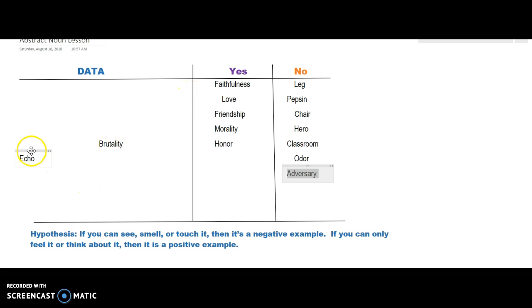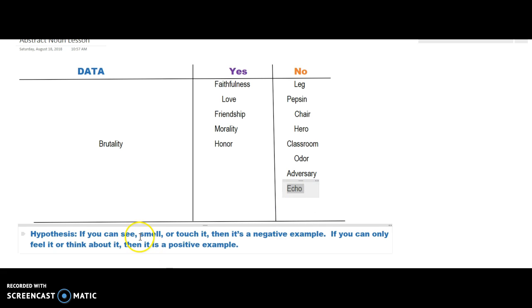What about echo? Well, I can't see it. I can't smell it, and I can't touch it. So it's not a negative example according to the hypothesis. But I can do more than think about or feel about an echo. What can I do? I can hear it, right? The hypothesis is lacking because echo does not fit. It is a negative example.